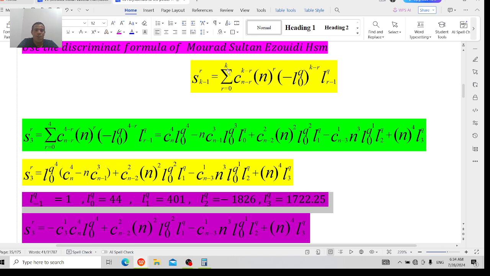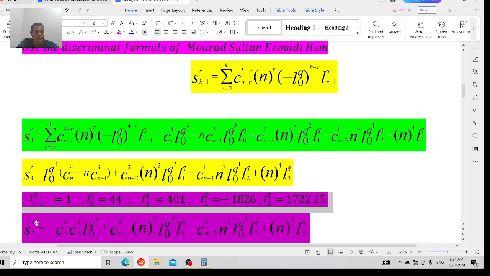The sum from 0 to k, k is 4, will be the sum from 0 to 4, combination n minus r choose k minus r, n raised to the power r times minus a0 of the q raised to the power k minus r. K is 4, that's why it's negative a0 of q raised to the power 4 minus r times Lr minus 1 of the q. After simplifying this expression, learners, I will just focus on the last one, which is this.